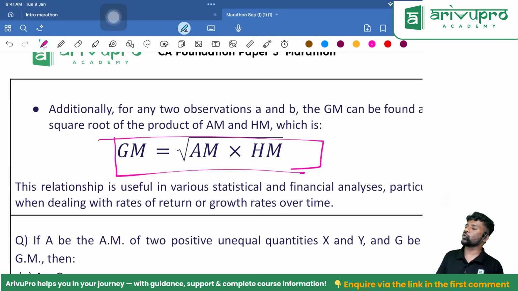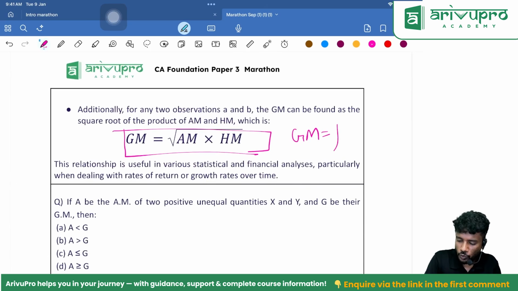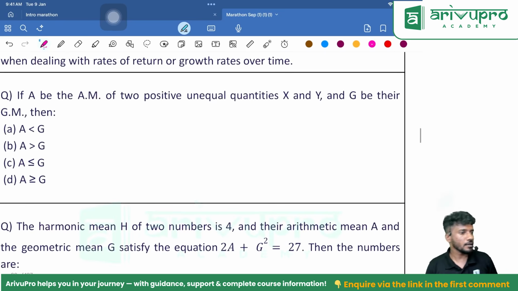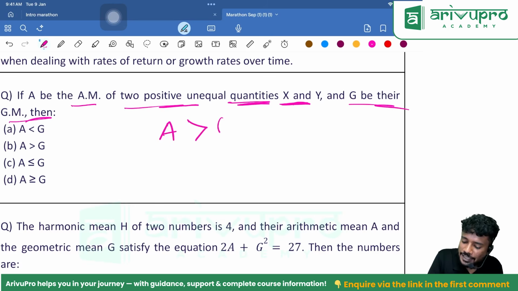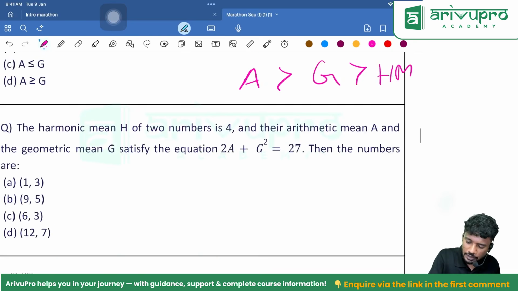Now there is a formula connecting AM and HM and GM. So GM is equal to what? Root of AM into HM. Keep a note. GM is equal to root of AM into HM. What is the answer for this? If A be the AM of two positive unequal quantities X and Y and G be their GM, then what is happening? What is greater than what? Why A is greater than G? Because we know that AM is greater than GM is greater than HM. That is the meaning.